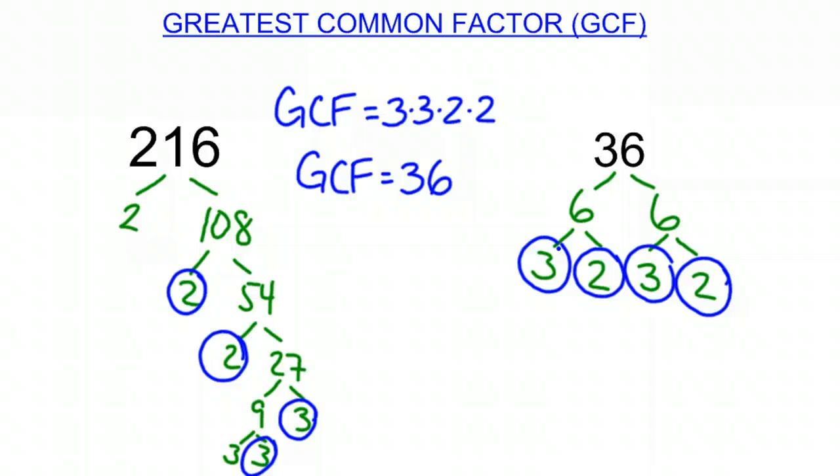Now, when I said that 216 is special, it's actually 6 cubed, and if you knew that, you could have said it's 36 times 6, and then you know that they both have 36 as a factor. So you could have done it that way as well.